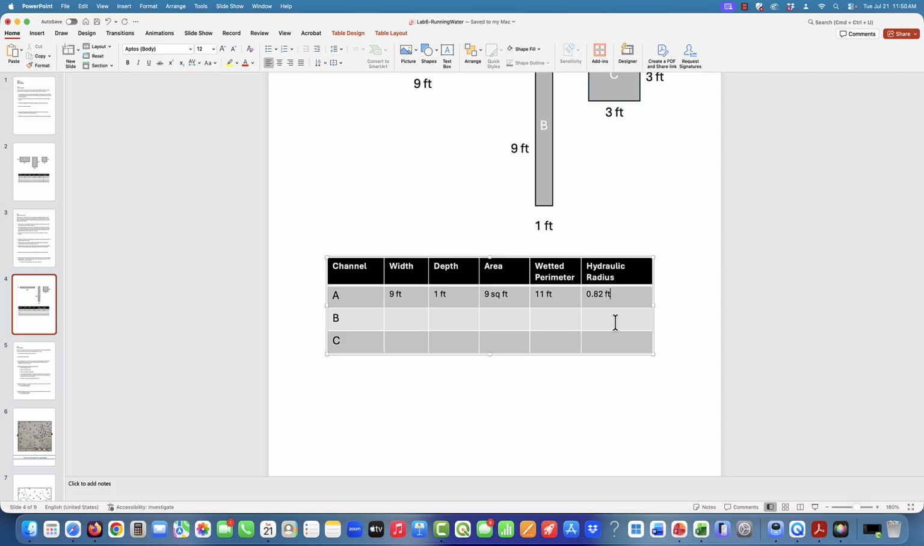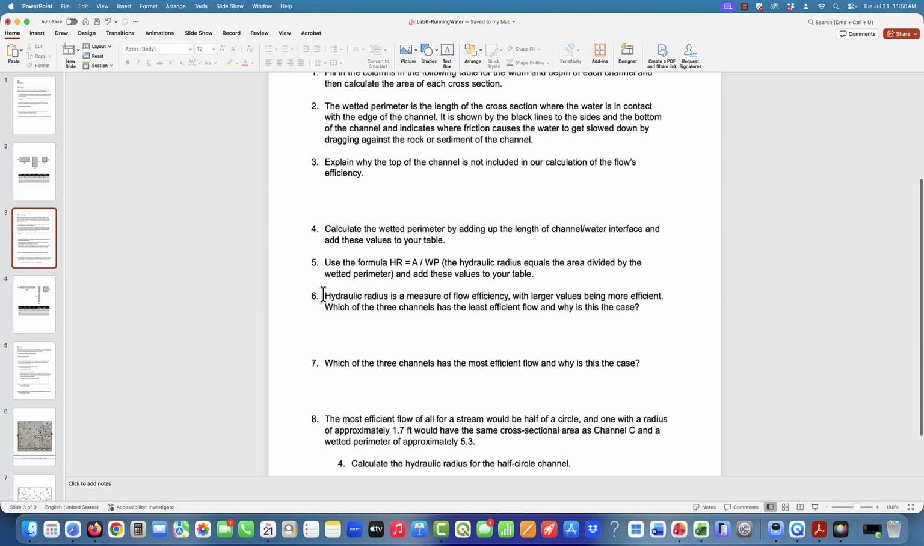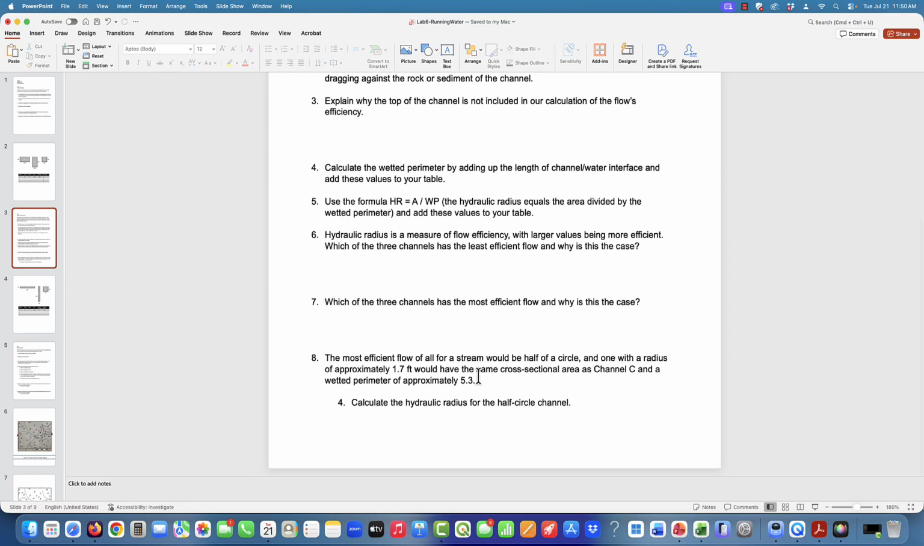So you're going to do that for each of these, and then just by comparing how big this number here, the hydraulic radius, is, you'll be able to compare how efficient the flow would be in these 3 different channels here. And then in the end, you'll also compare this with information you're given on a semicircular channel.